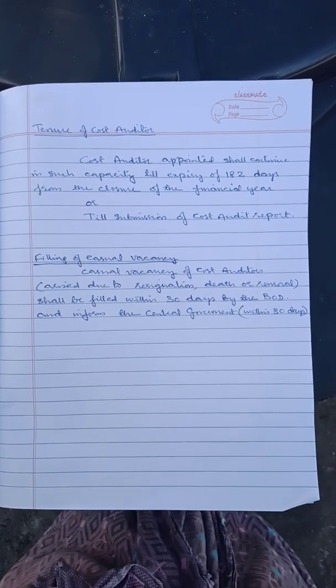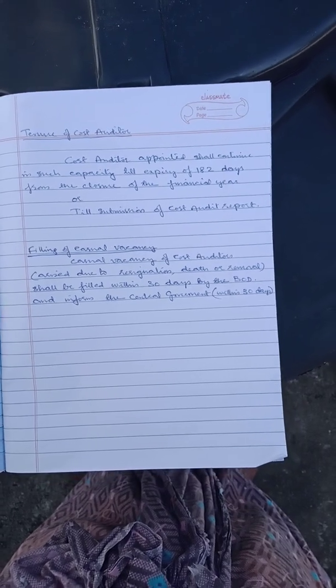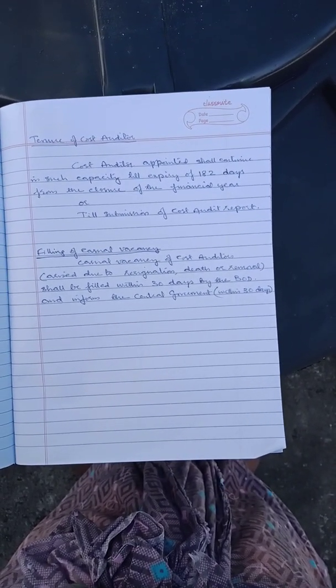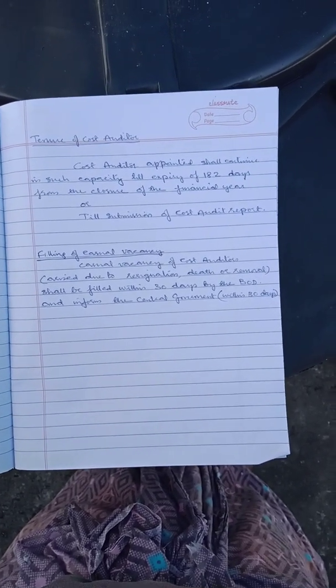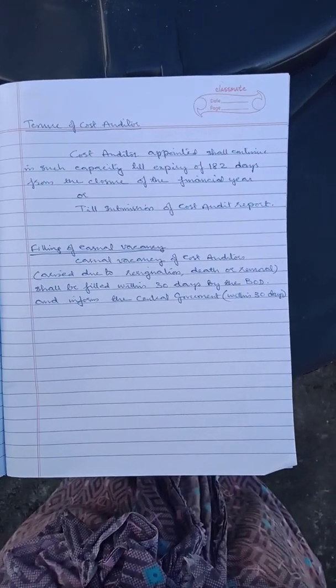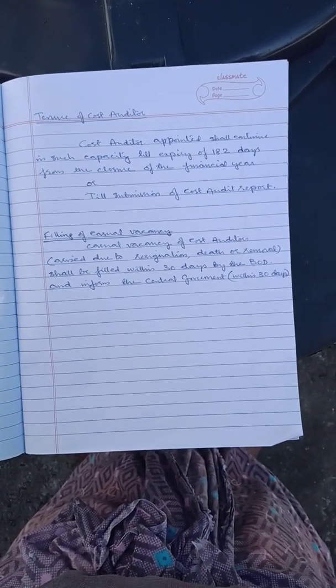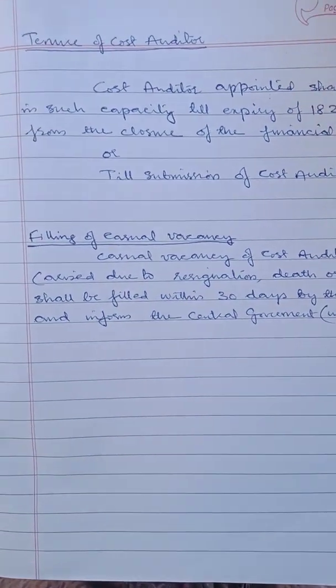The next important section is the tenure of the cost auditor. A cost auditor appointed shall continue in such capacity till the expiry of 182 days. Filling of a casual vacancy of cost auditors is to be done within 30 days by the board of directors.